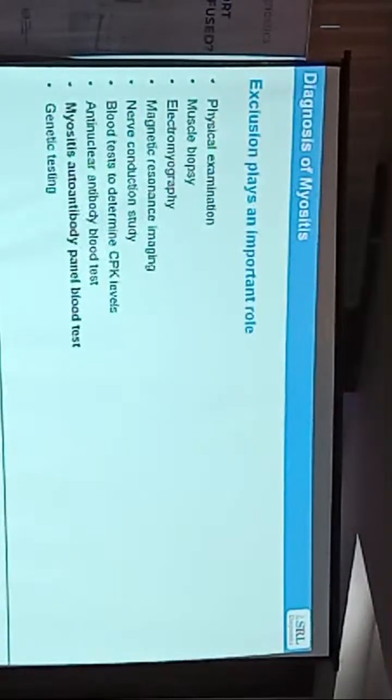Myositis is a very rare disorder, so exclusion is important in the diagnosis. Physical examination, muscle biopsy, EMG, electromyography, MRI, nerve conduction study, blood tests for CPK, LDH should be done, and ANA should be done, followed by the myositis panel to give a proper diagnosis. These are the panels which are available. There are two panels, 16 antigen and 11 antigen panels, and this is the 11 antigen report. This is the dummy report.